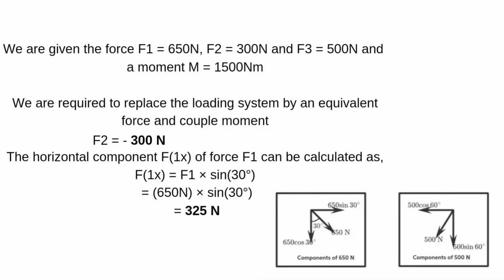We are required to replace the loading system by an equivalent force and a couple moment. F2 is equal to minus 300 Newtons; we know that it is in the opposite direction. The horizontal component of F1 can be calculated by resolving the components of F1, and we get it as 325 Newtons.